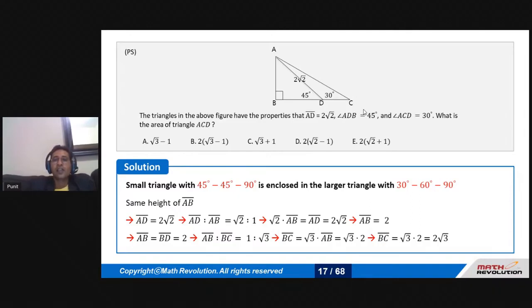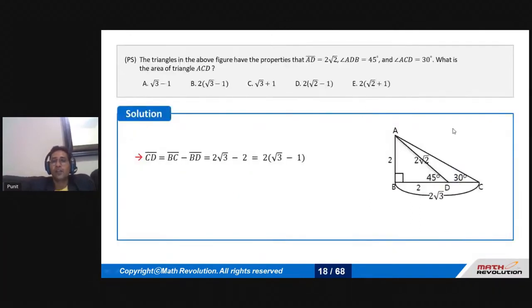Once you have this BC as 2 root 3, these are the findings that we have got from the above solution. So AD was already 2 root 2. Solving for ABD with the logic of 45, 45, 90 triangle, we got 2 and 2. Then solving it for ABC with the logic of 30, 60, 90, we get it as 2 root 3.